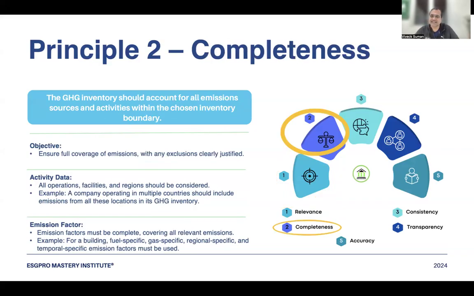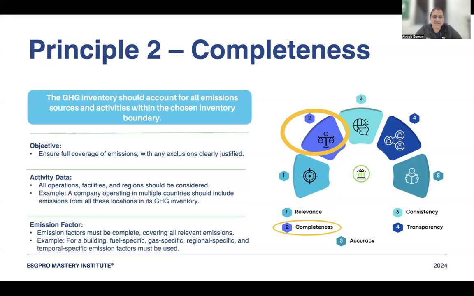Second is completeness. So RCC, second is completeness. And remember, RCC TA, that's how we summarize all five of them. So completeness talks about you ensure that you have covered everything. So you are not being very specific about your data collection.